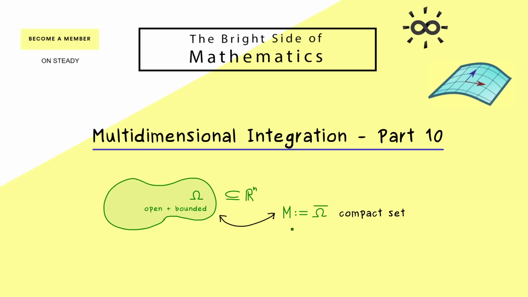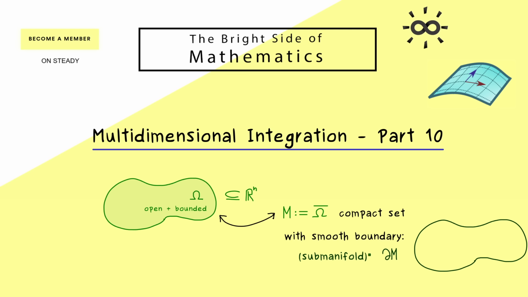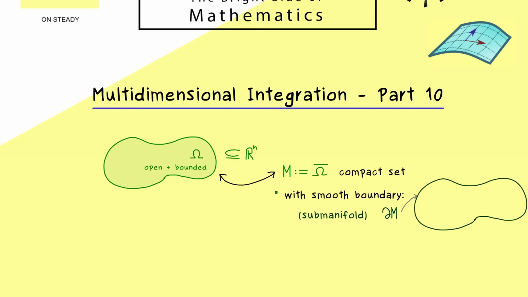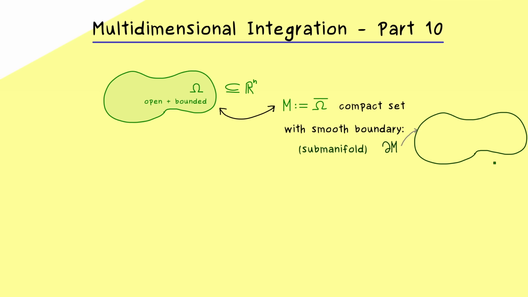So this is actually the full body we want to consider, and we want that it has a smooth boundary. We call this boundary del M, and the correct mathematical notion would be to say that this is a submanifold in Rn. I don't want to go into the details here, because I have a whole video series about manifolds, which you can watch if you are interested. We don't need to do that here, because I think the idea is quite clear. We have a full body that has a nice smooth surface area around it.